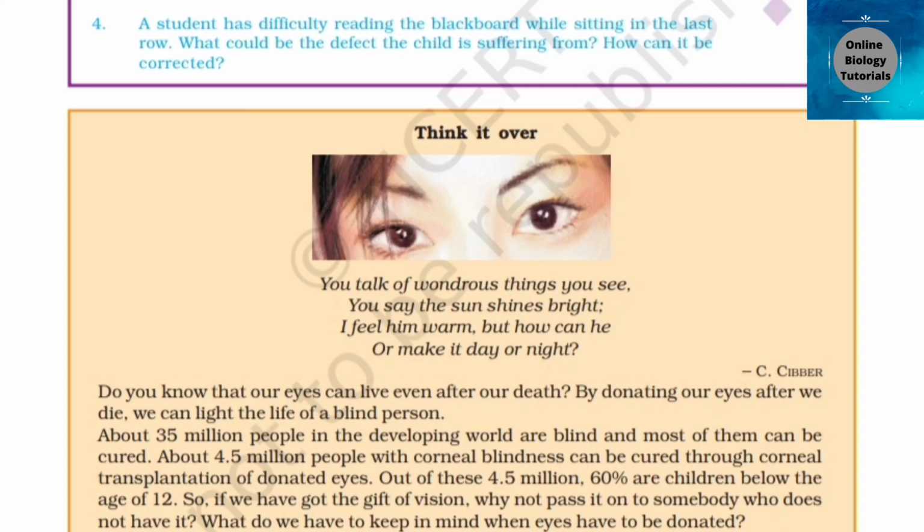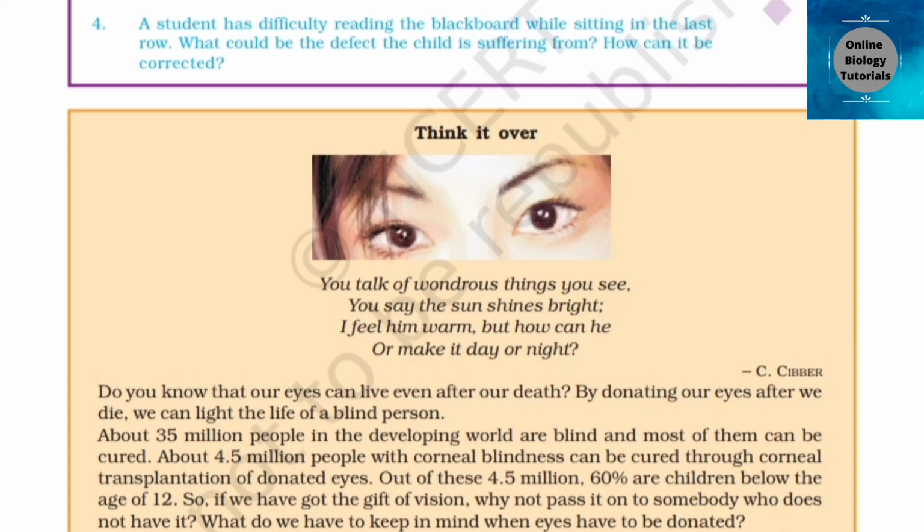Do you know that our eyes can live even after our death? By donating our eyes after we die, we can light the life of a blind person. About 35 million people in the developing world are blind, and most of them can be cured. About 4.5 million people with corneal blindness can be cured through corneal transplantation of donated eyes. Out of these 4.5 million, 60% are children below the age of 12.